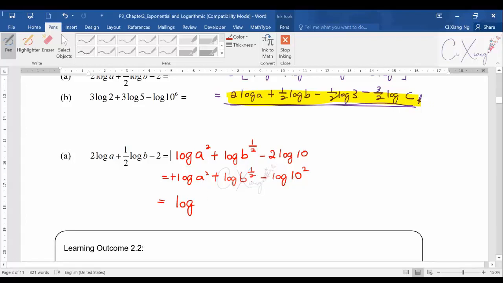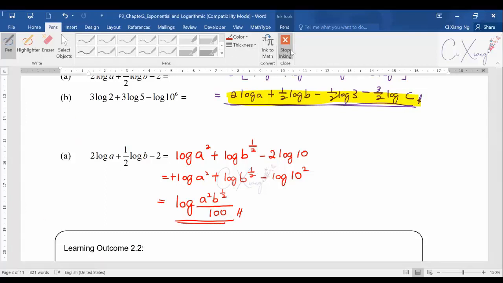So if I combine all this together, I'm having a squared b power half divided by 100. Divided, why is it divided? Because of negative. Therefore, it should be the denominator. Alright. Okay, so I hope that you roughly have the idea of how you actually apply the rule. When you put the minus under the denominator, it is actually the division rule, but we just do it in the opposite way. Alright. Okay, so this is what we have for example 2.